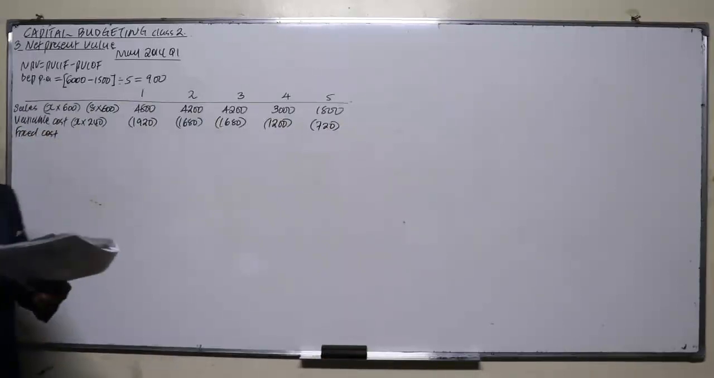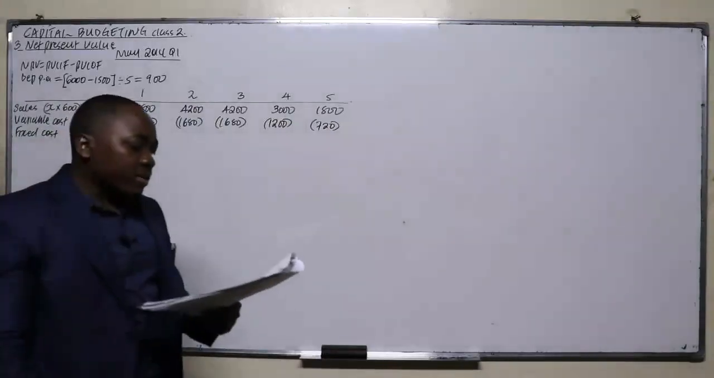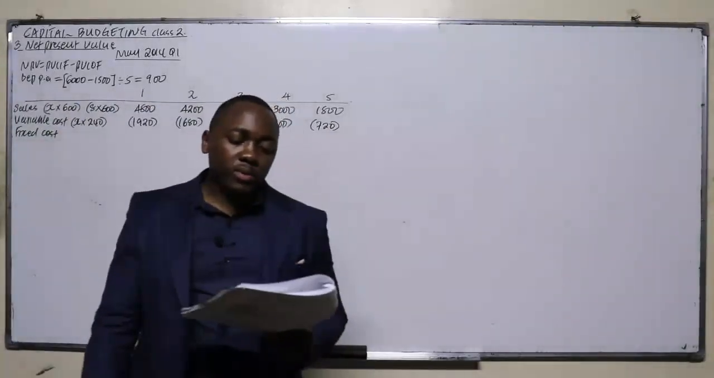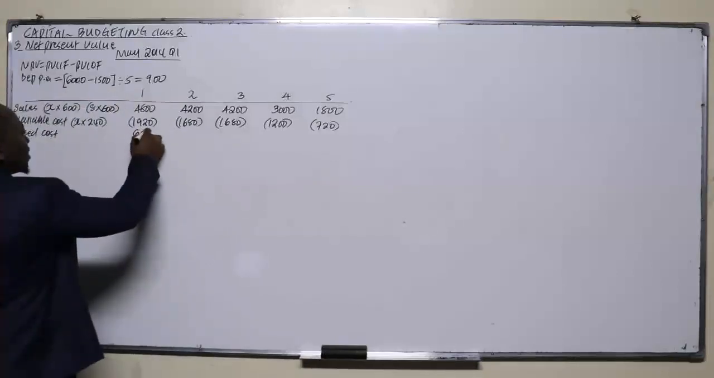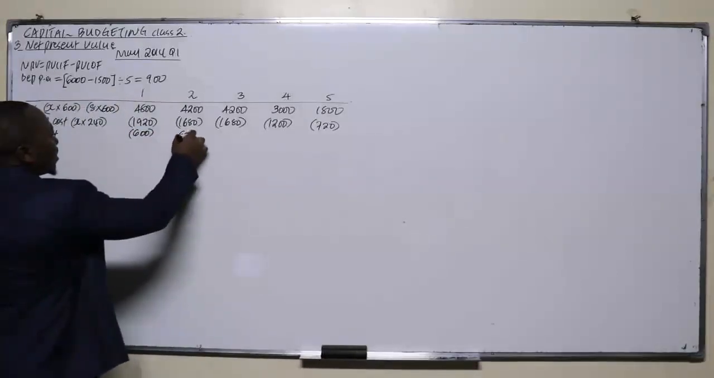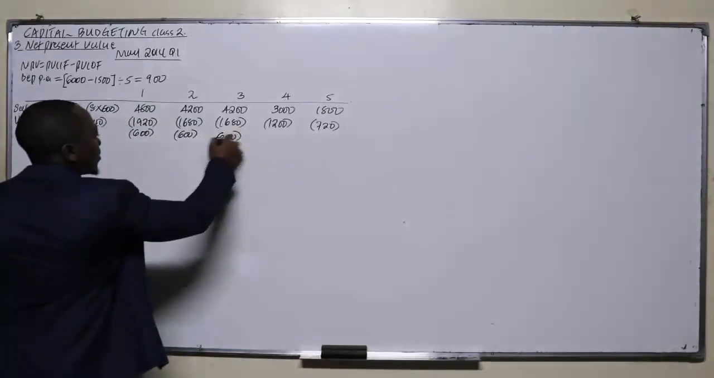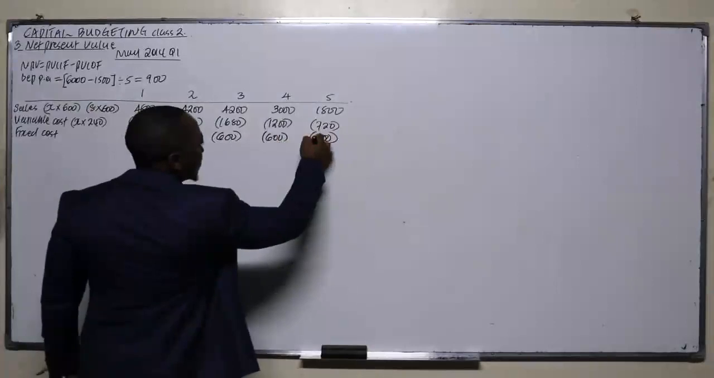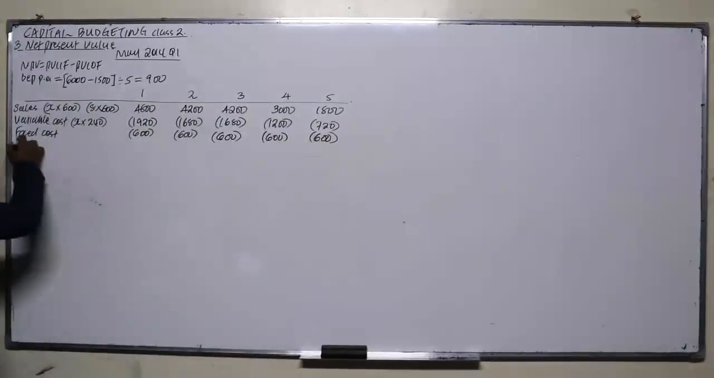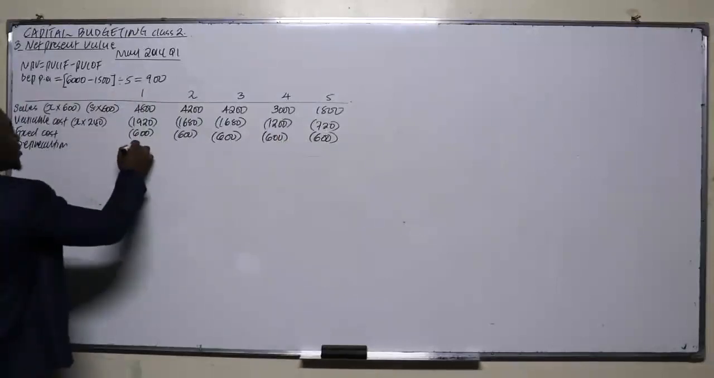Note number two. The fixed production cost, excluding depreciation, would amount to 600,000 per annum. So the fixed cost per annum is 600. Then we also deduct depreciation. And depreciation per annum was an amount of 900.